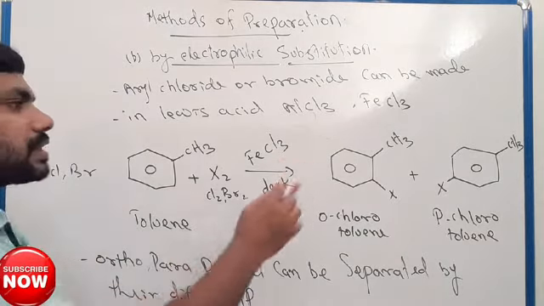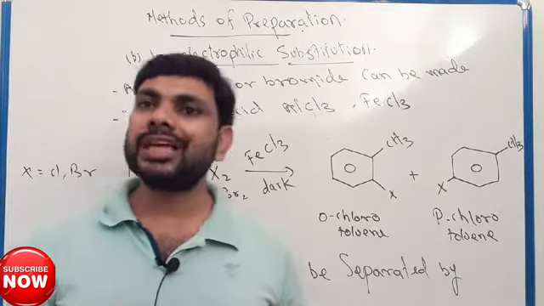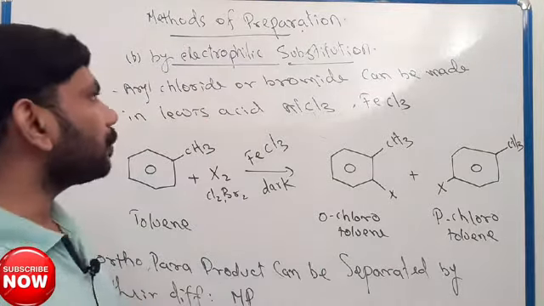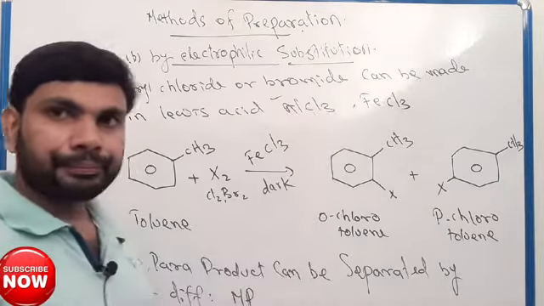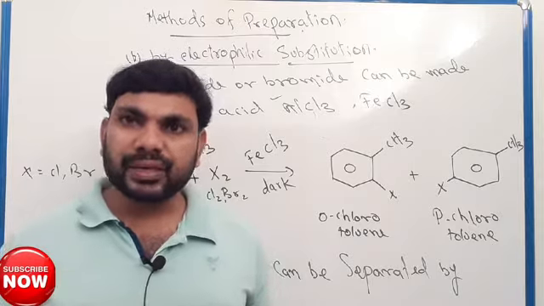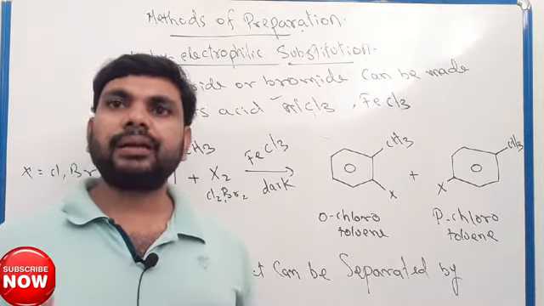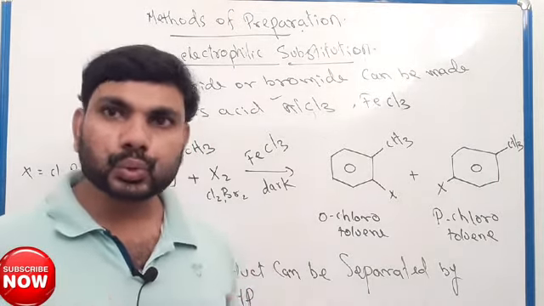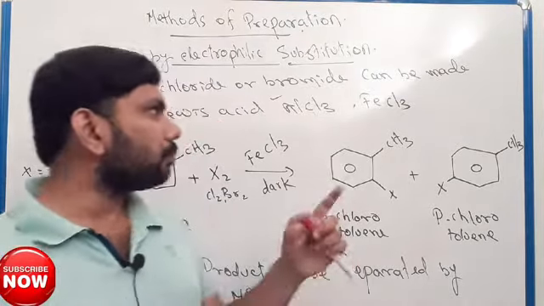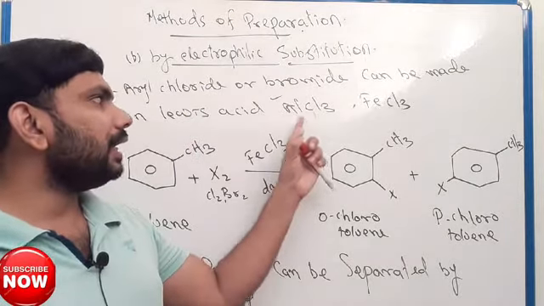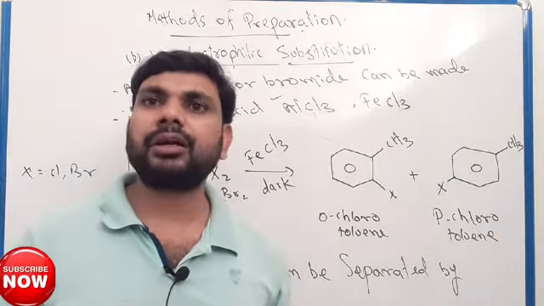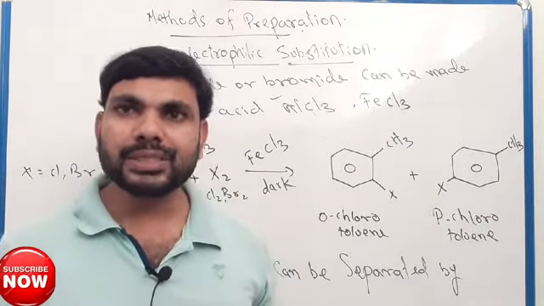This is electrophilic substitution, and this chemical reaction takes place in presence of Lewis acid. Examples for Lewis acid: AlCl3 or AlBr3, or FeCl3, FeBr3, depends on the situation. We can choose the correct Lewis acid. So examples for Lewis acid are FeCl3, AlCl3, or you can say FeBr3, AlBr3. These are examples for Lewis acid.